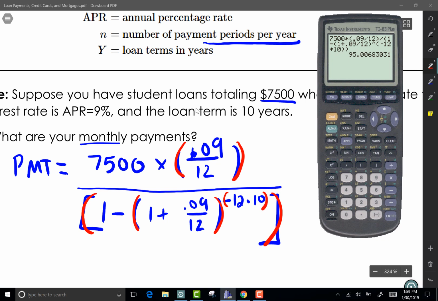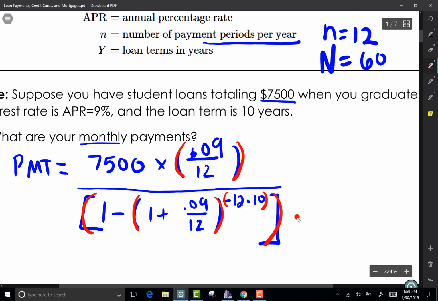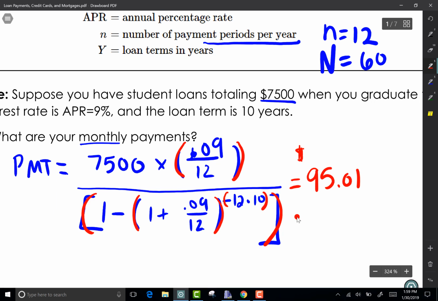And it's going to tell me that I have a payment of $95. And if we round to the nearest cent, because I have that 6 there, it's going to round up to $95.01. So that's going to be my monthly payment in order to pay off my loan of $7,500.